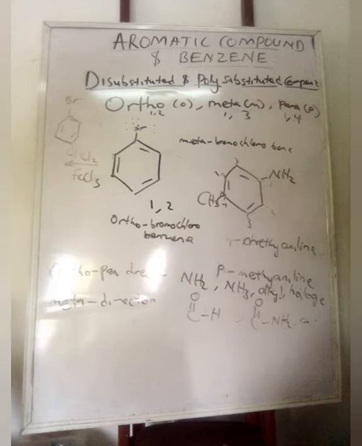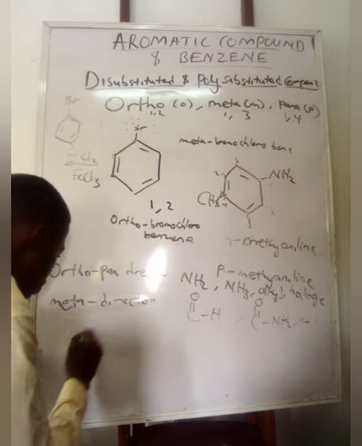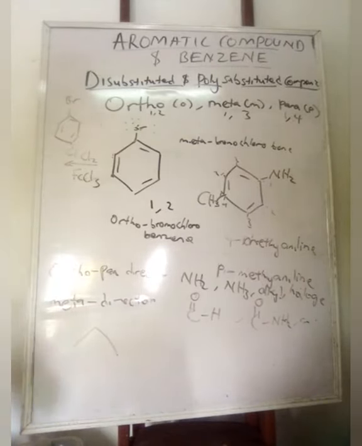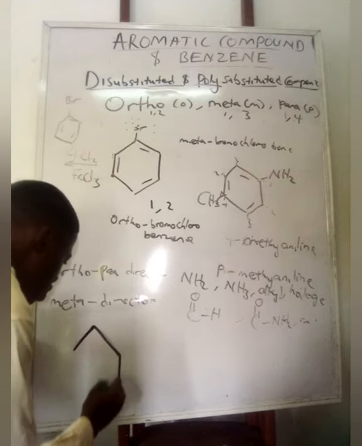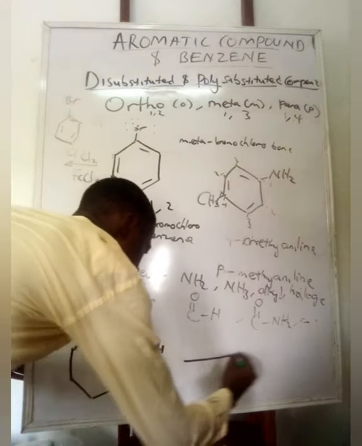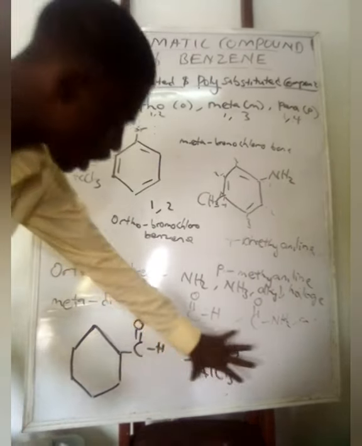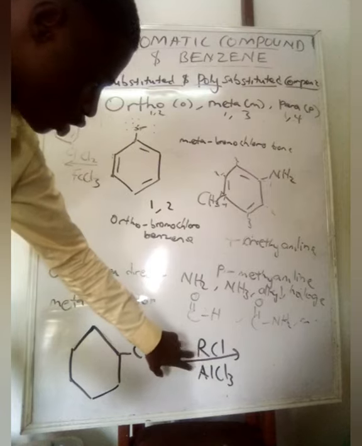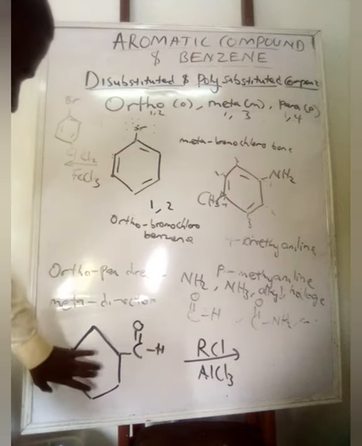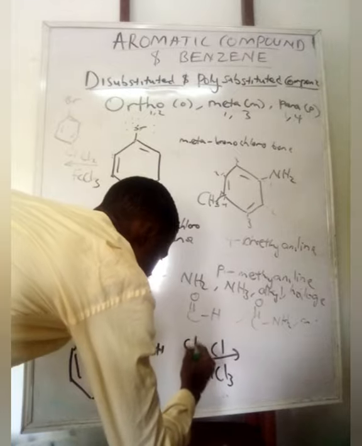Now let's take this case whereby we have this on the benzene. It looks like this: we have the benzene attached to C double bond O H. Now we are reacting with, let's use Friedel-Crafts alkylation. You are aware that this reaction is going to result in an alkyl group attached to the benzene. Let me use one alkyl group, CH3.